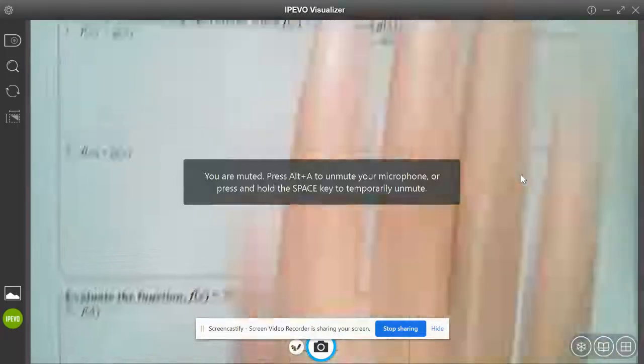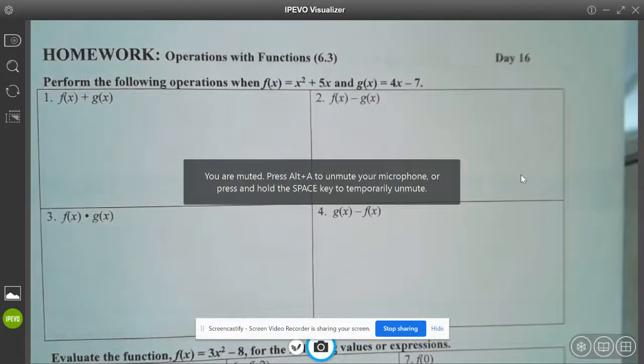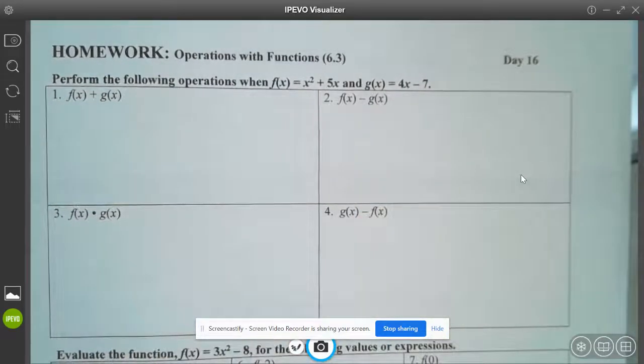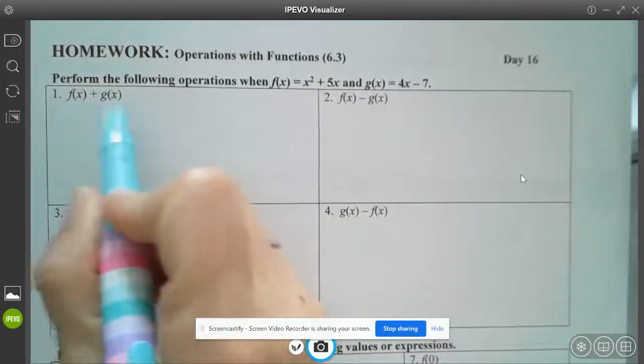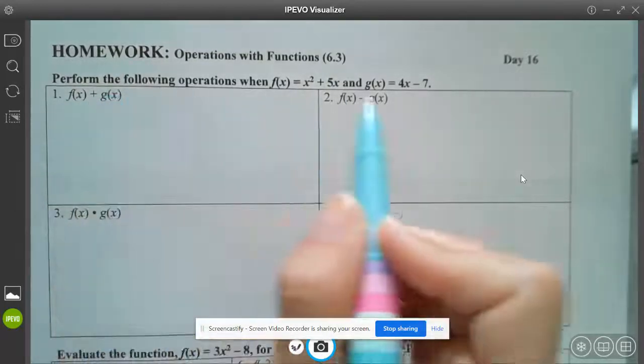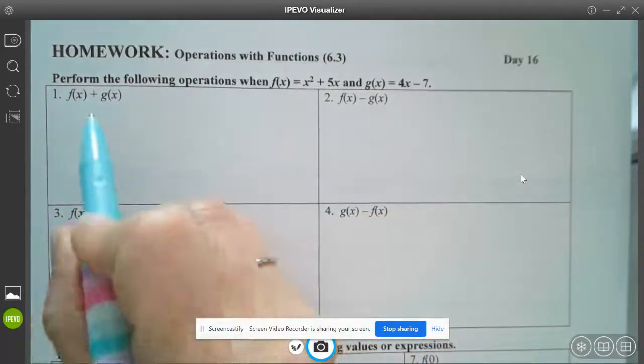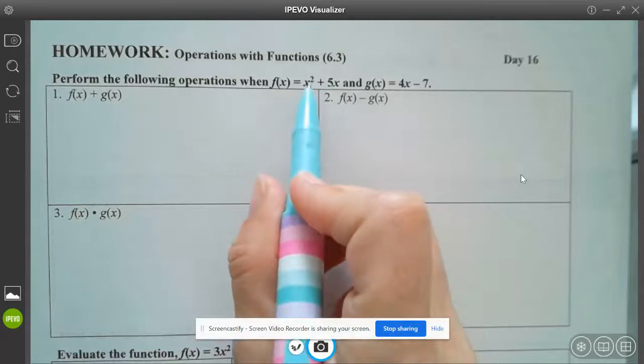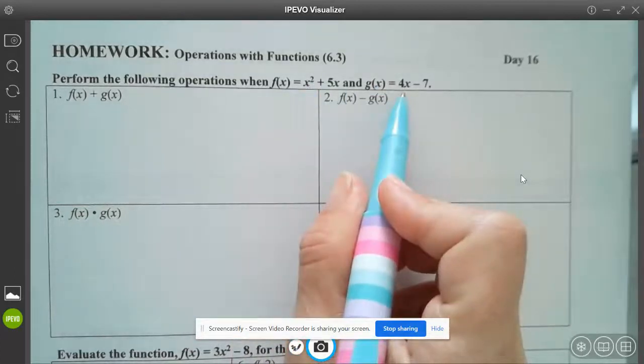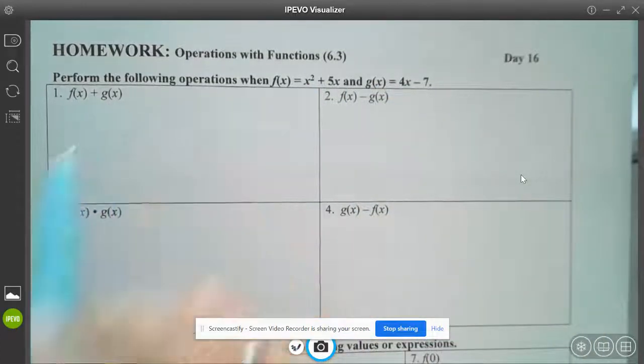All right, students. So we are working on reviewing functions. So let's remember something. Here we're going to be adding the functions. Here we're subtracting. Here we are multiplying. So notice the notation here. We have f of x here and g of x here. So let's start with the adding one.